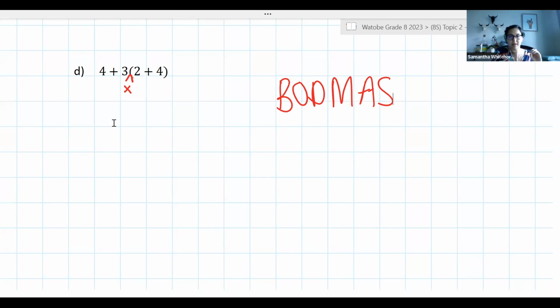Okay, guys, remember, BODMAS. You need to do it in the correct order. If you don't do it in the correct order, you are not going to get the correct answer, and we don't want that. You guys can all do this. I know you can, so just do it carefully.